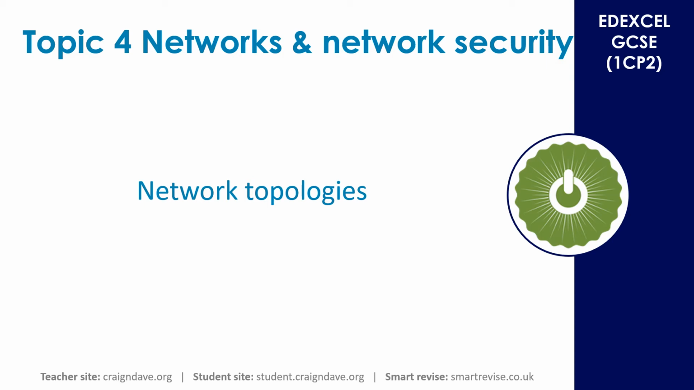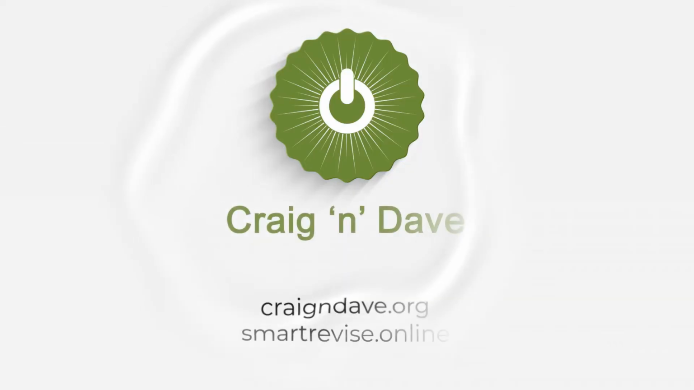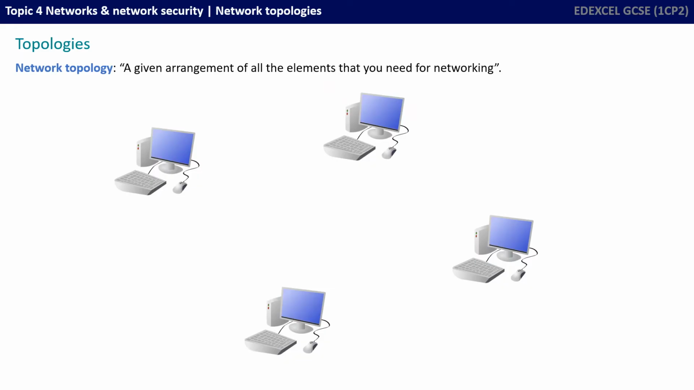In this video, we're going to take a look at network topologies and how they've evolved over time. We'll be focusing specifically on three topologies you need to know about for the exam: bus, star, and mesh. So the topology of a network is simply the arrangement of all the elements that you need for networking.